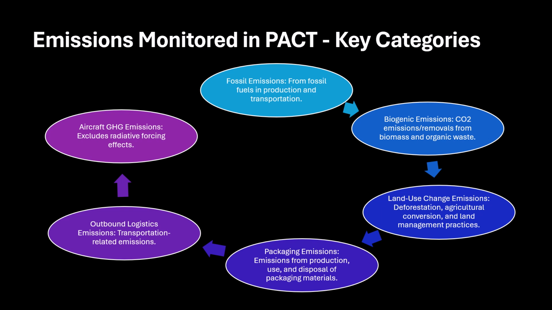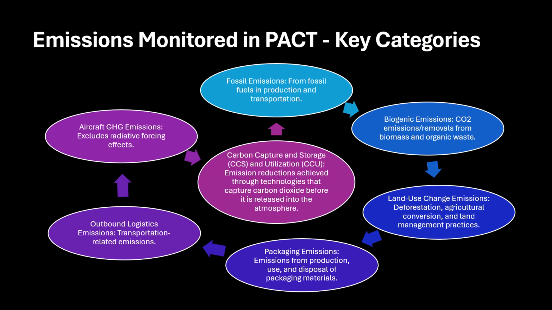The sixth category is aircraft greenhouse gas emissions, which specifically monitors emissions from air transportation. While air transport is often faster, it is also one of the most carbon-intensive modes of transport. It's worth noting that PACT excludes radiative forcing effects from this category, which are additional warming impacts caused by aircraft emissions at high altitudes. Even so, this category is critical for industries relying on air freight or passenger transport.